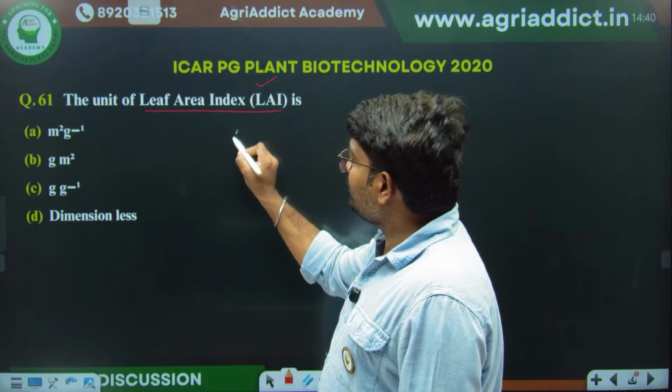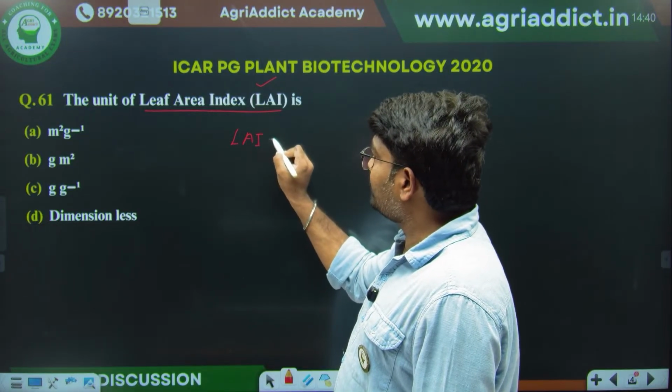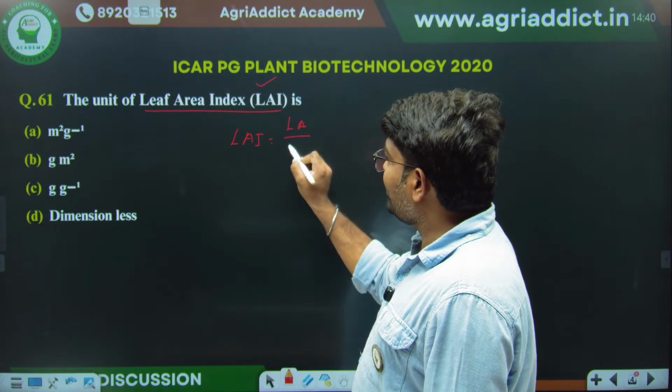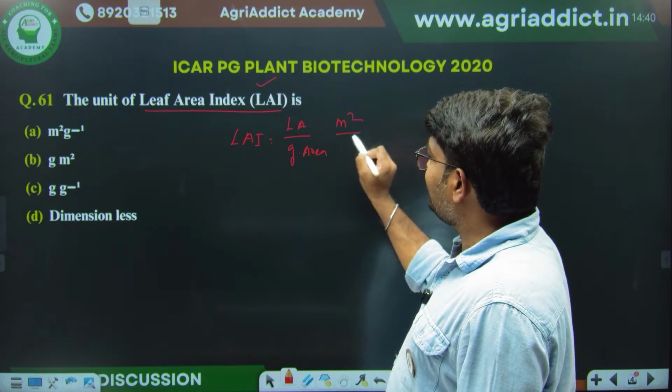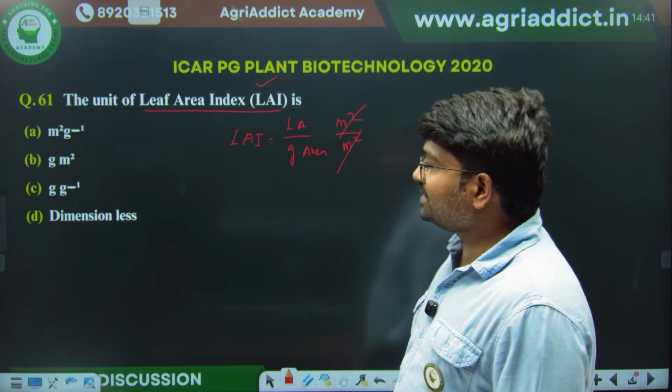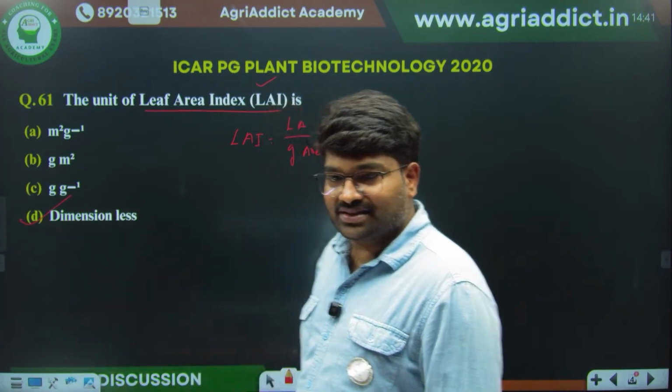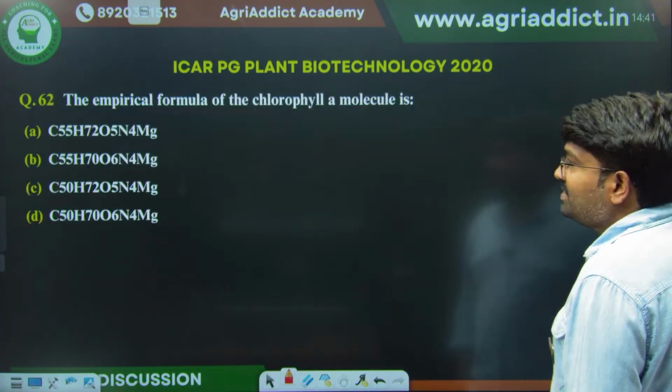The unit of leaf area index. First, we have to know the formula of leaf area index. Leaf area index is leaf area by ground area. If area means meter square by meter square, this may be cancelled. So, it will be dimensionless. Yes, it will be dimensionless.